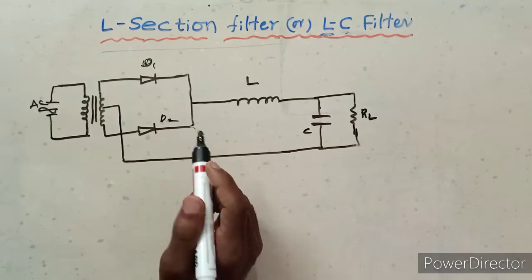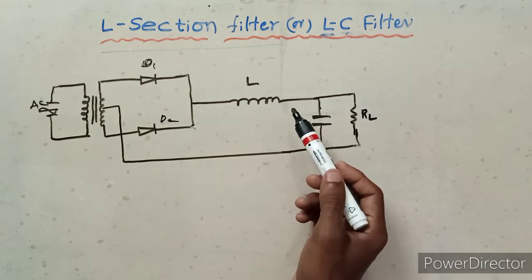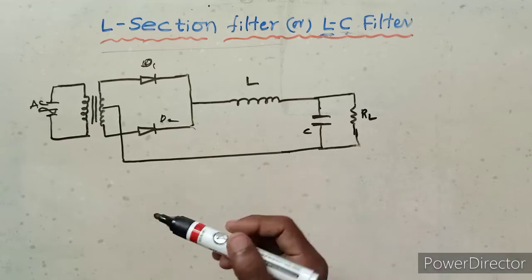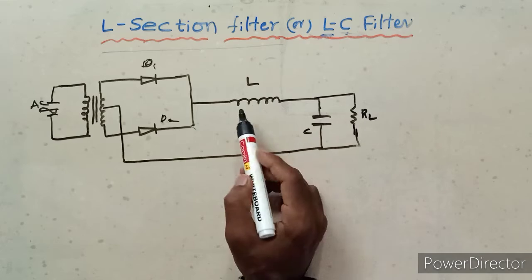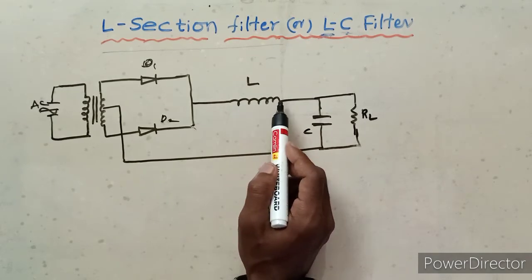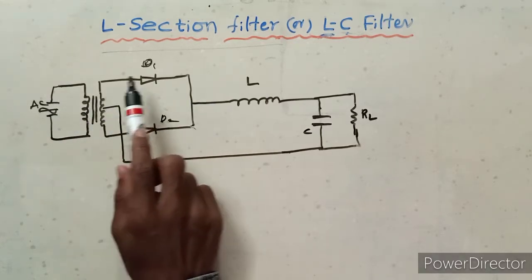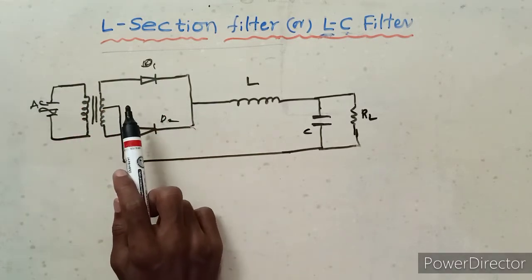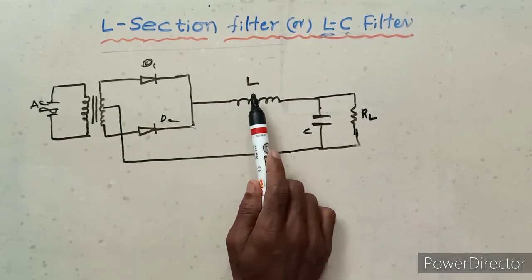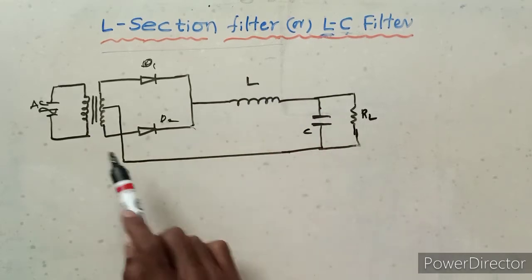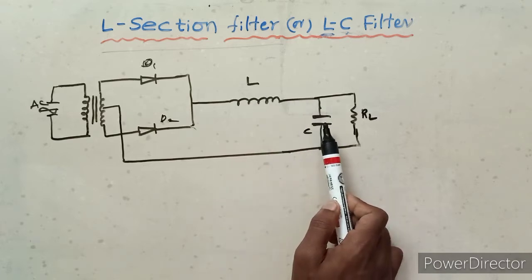Neither shunt capacitor nor series inductor filter are economically capable of providing low ripples and almost pure DC. The major advantage of this circuit is that inductor impedance minimizes the rectifier heavy current. If the rectifier is in the heavy current, the inductor coil minimizes that. So L section filter is combination of series inductor filter and shunt capacitor filter.